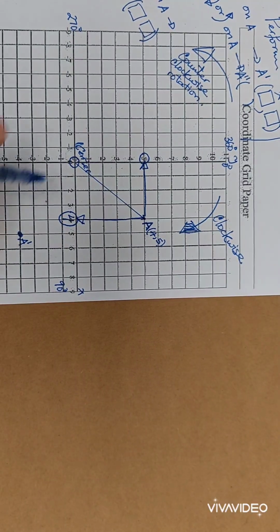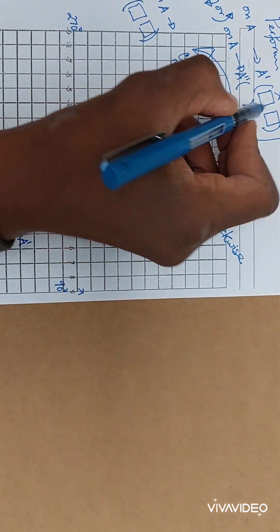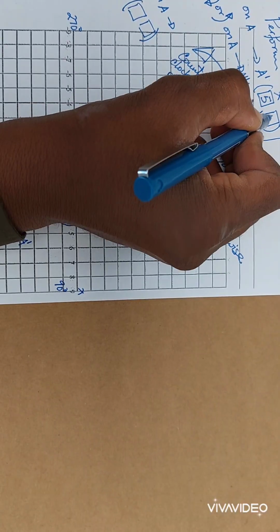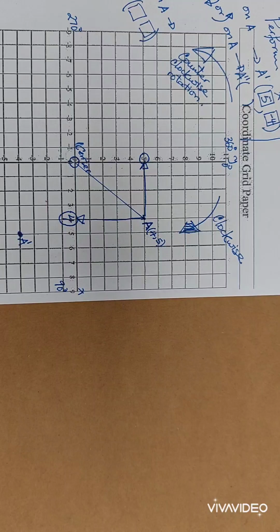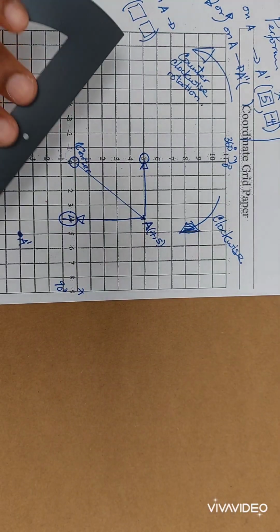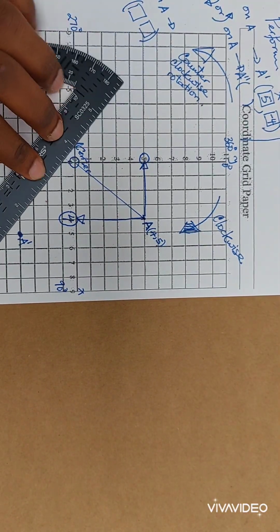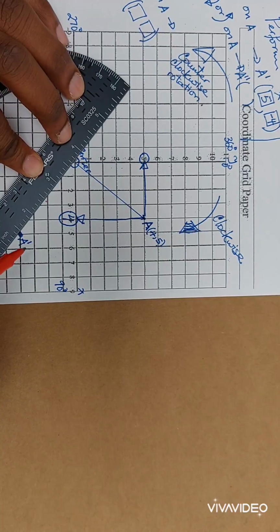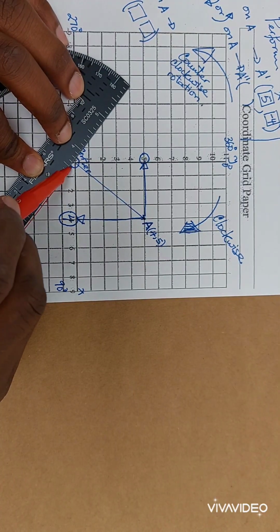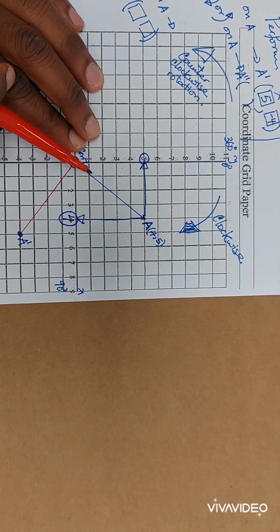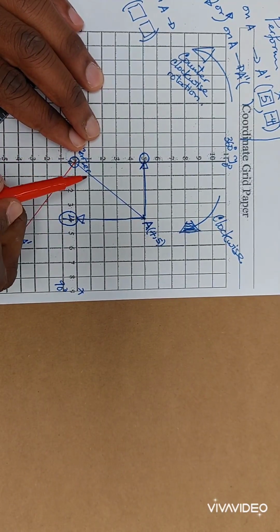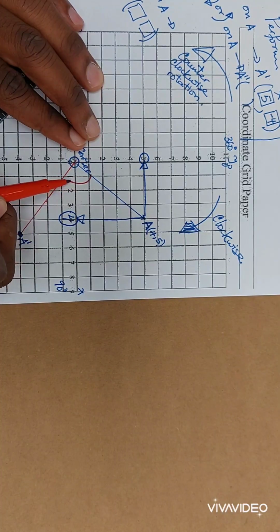Okay, our A prime coordinates right here are 5, -4. So if we plot 5, -4 there and use another color to show the new line from the origin, from the center of rotation to that new point, the line will look like this. There. Okay, so this line, we have rotated this line from here to this red line. So this is the angle of rotation right here.